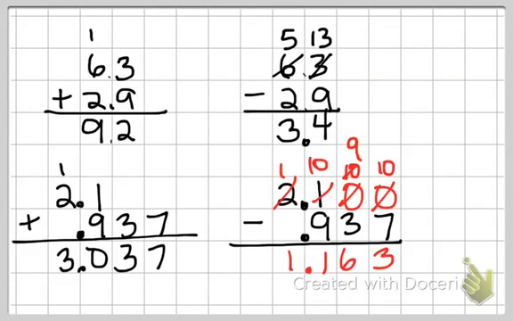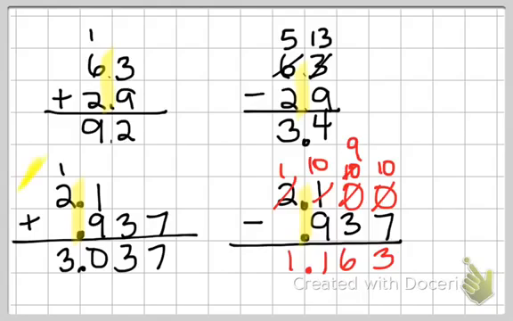No matter how the questions are written, when adding and subtracting, there's really only one rule you need to worry about, and that is making sure that the decimals are lined up vertically, one on top of the other. And having graph paper makes this a lot simpler. 3 plus 9 is 12, carry your 1, you're left with 9 and 2 tenths.